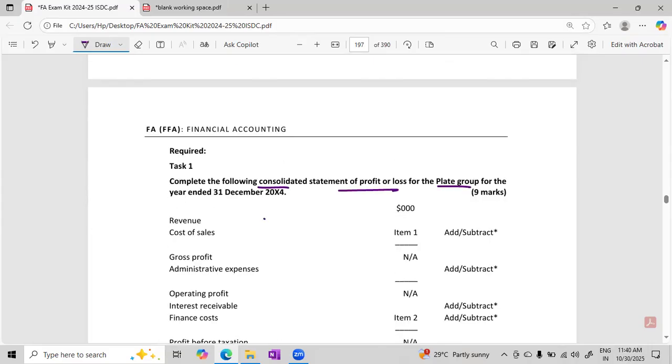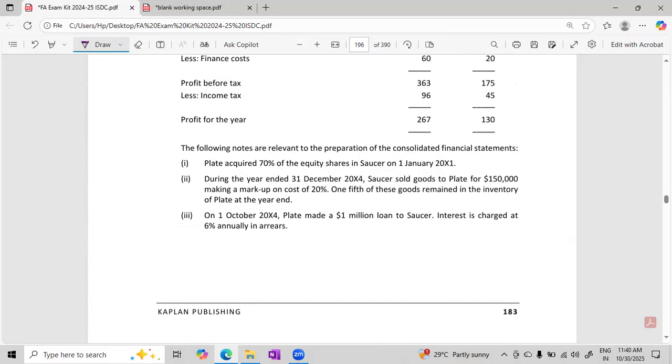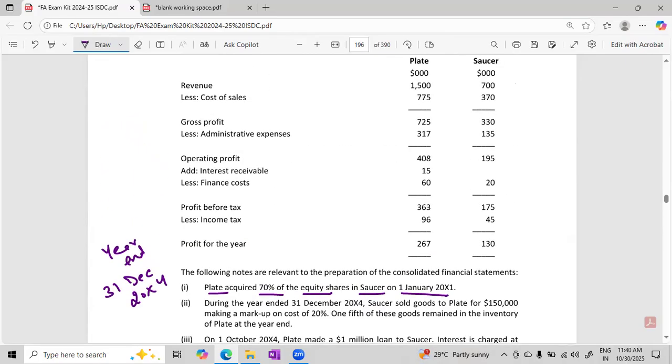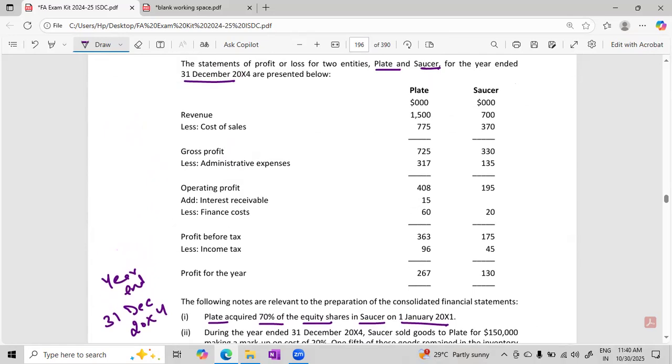Okay, let's see. Plate acquired 70% of equity shares in Saucer on 1st January 20x1. Our current year end is 31 December 20x4, and the company was acquired on 1st January 20x1, which means that we are going to consolidate for the entire year. There is no mid-year acquisition, so we consolidate for the entire year.